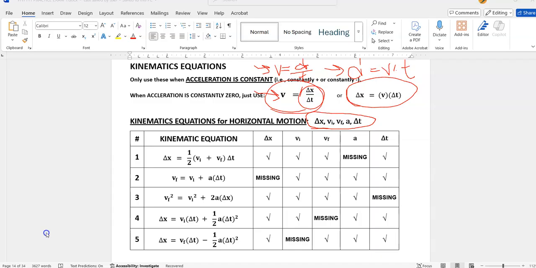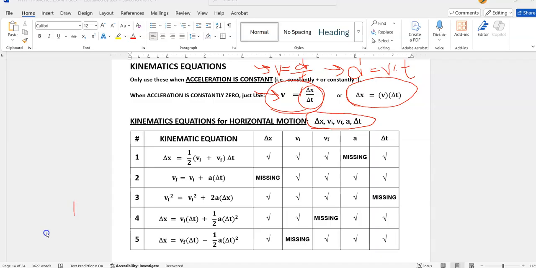Now, this set of equations is for horizontal motion. How do you know that? Because we use delta x for displacement, and delta x is change in position. Technically, it's change in horizontal position. So you use these formulas if you're moving horizontally, to the left, to the right. And a could be any value in the problem. But if you're dealing with a vertical kinematics problem and you know that the acceleration is constant, there's only one acceleration you're going to be using.